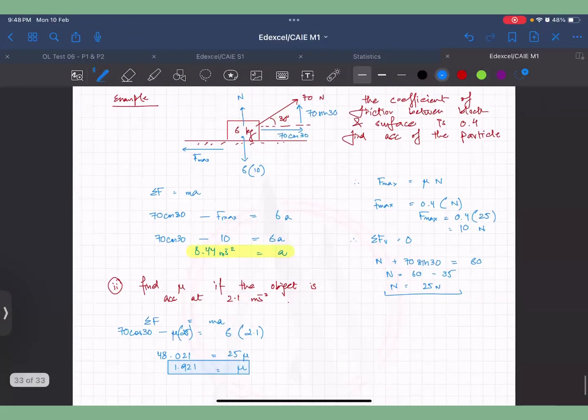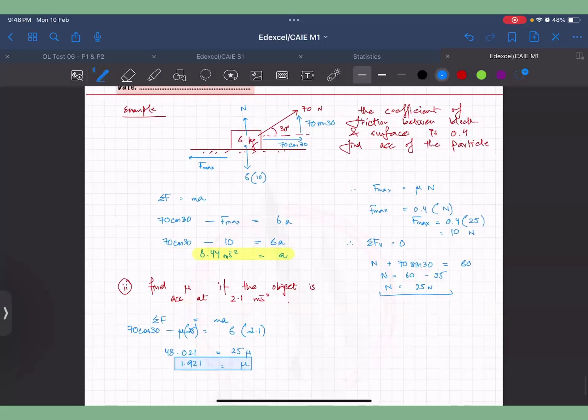Do you get it? So this is how the questions can move things around. If they give you something, they ask you for another thing. But the basic concept is the same. You try to equate all of the forces together as equal to ma if the object is moving.